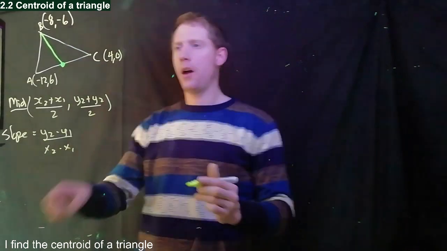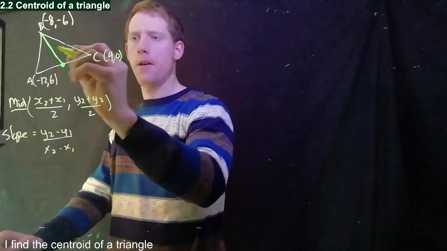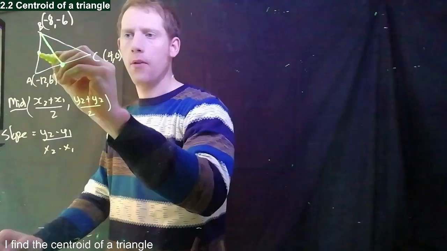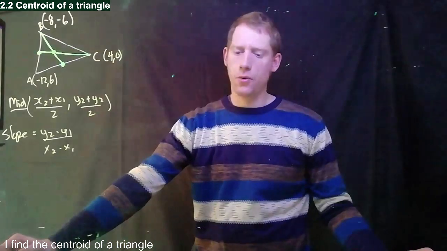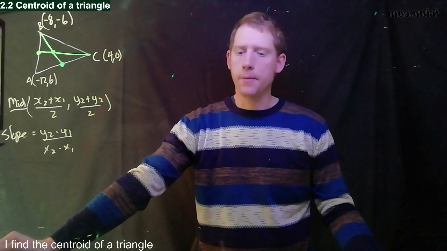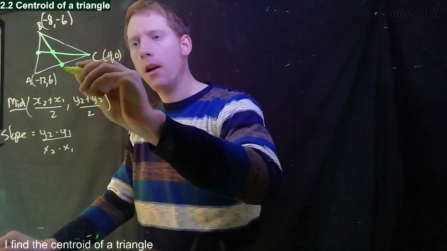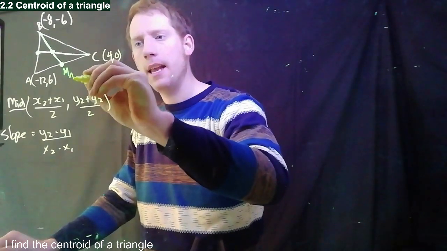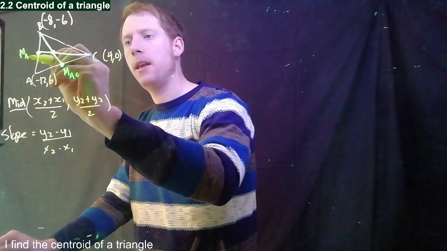Then you're going to choose the other side, find the midpoint, and draw a line. The two equations are all that we need. So the very first thing I'm going to do is find this midpoint. I'm going to call this midpoint AC. And we also need to find midpoint AB.